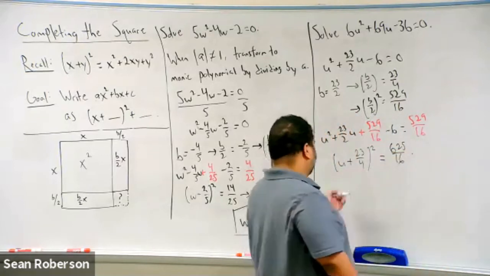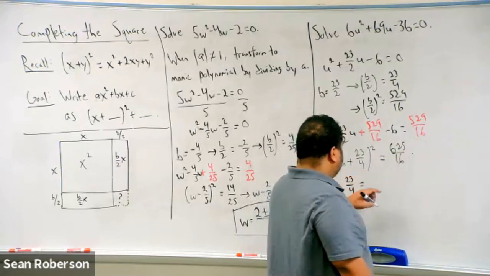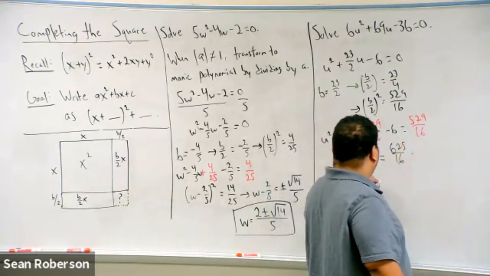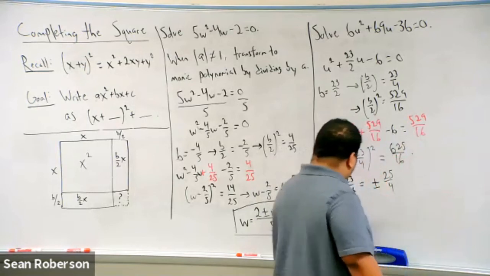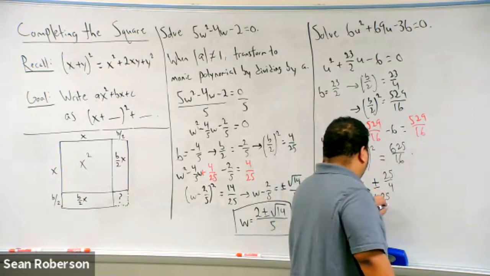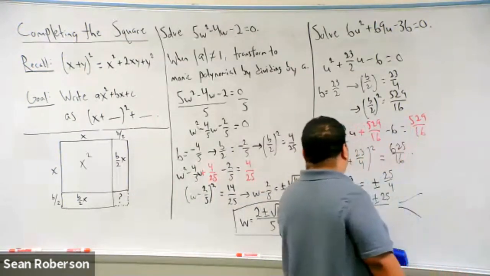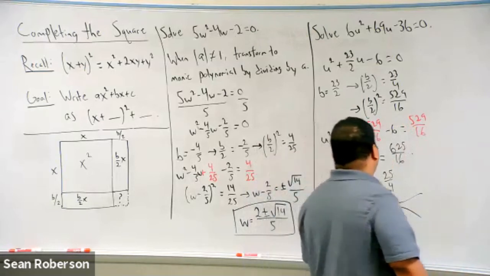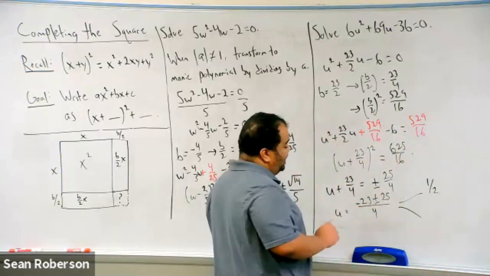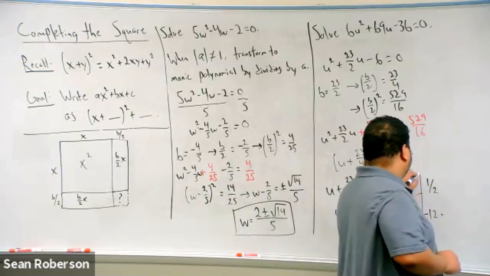Now we can take square roots. So I have u plus 23 over 4 is equal to, well, 625 and 16 are actually perfect squares. This is going to be plus or minus 25 over 4. And now when I move things over, I have minus 23 plus or minus 25 over 4. And if I do the two solutions, I'll have minus 23 plus 25, that's plus 2 over 4, so that's 1/2. And then minus 23 minus 25 is minus 48, divided by 4 is minus 12. And those are our two solutions of this quadratic equation.